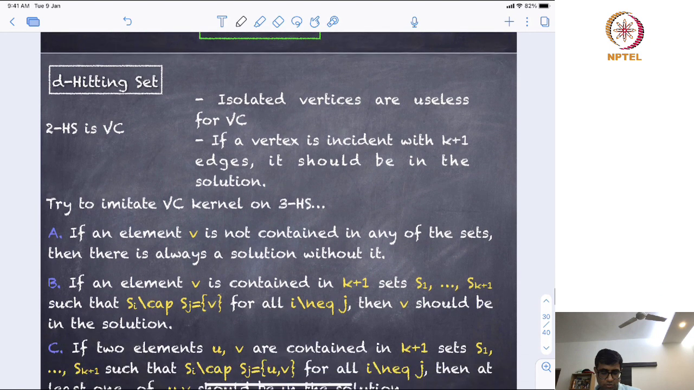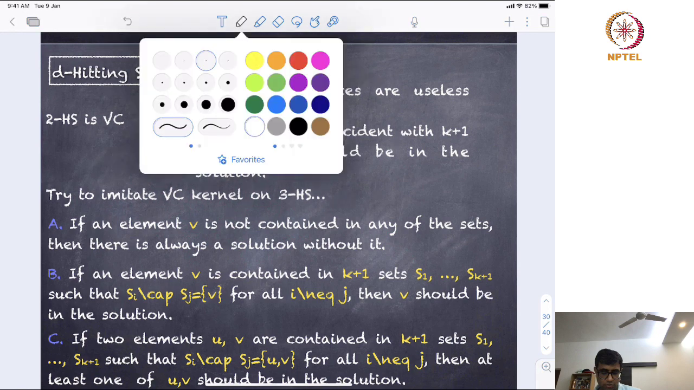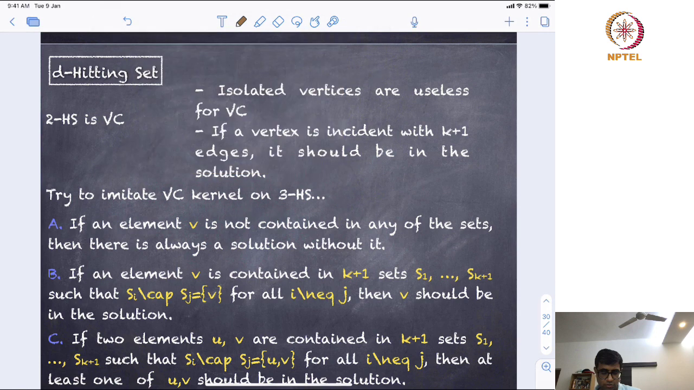Before we go to d-hitting set, let's observe that 2-hitting set is nothing but a vertex cover. If every set has size 2, then this is a vertex cover. And what was the kernel for vertex cover? If you recall, there were just 2 reduction rules. Isolated vertices were useless for vertex cover, so we deleted them.